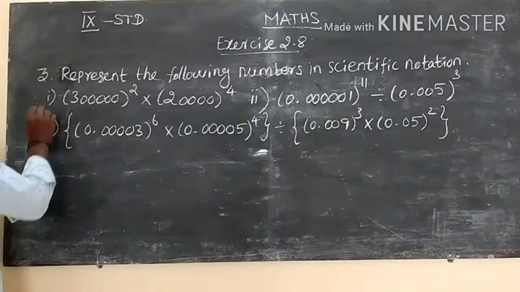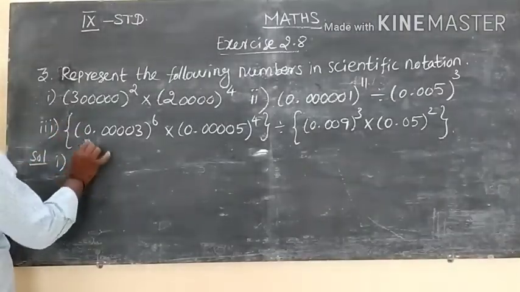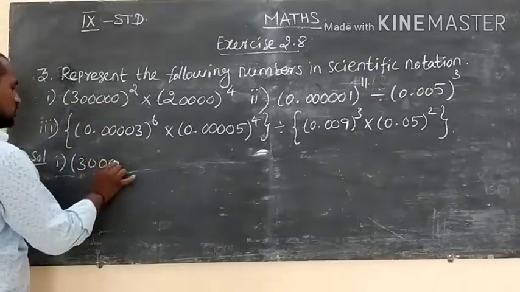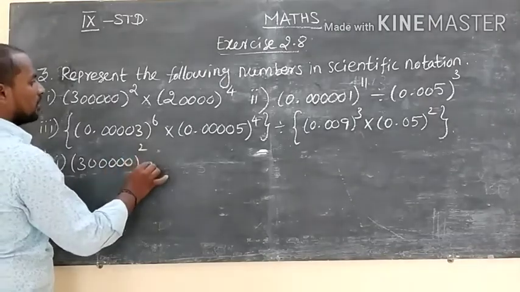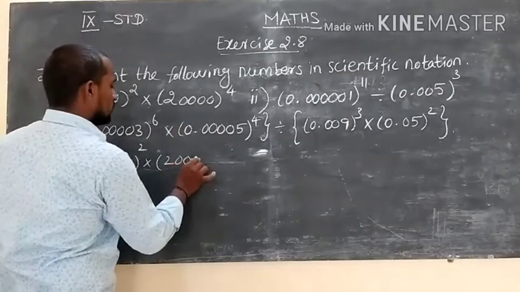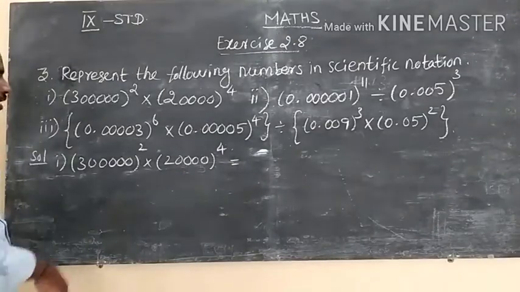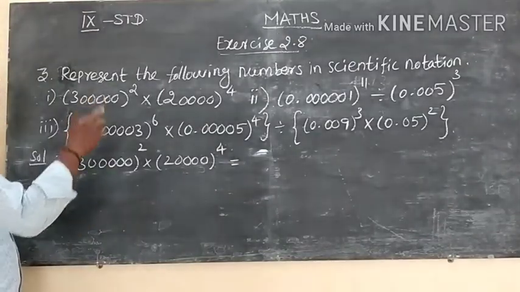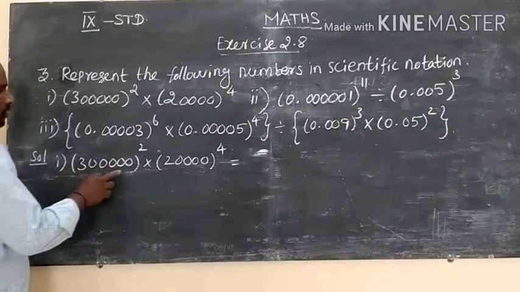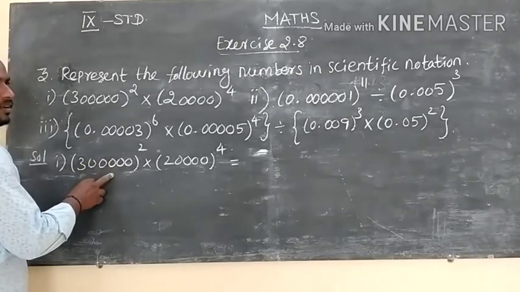The first question, solution. This is (3 lakh)^2 into (20,000)^4 which is equal to. In this slide, the question is given: how to write the scientific notation. Watch clearly. First consider the bracket value. First form this number in scientific notation.